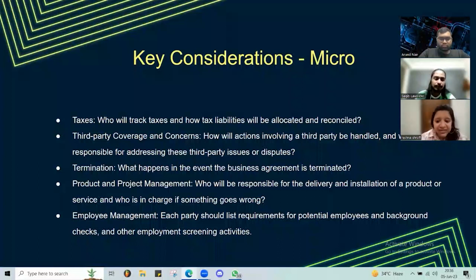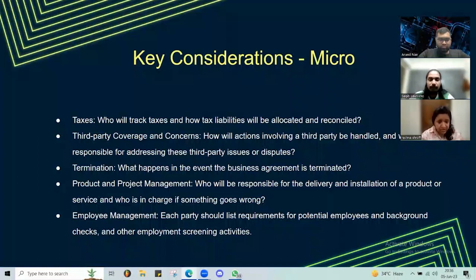Third party coverage and concerns: how will action involving a third party be handled? Who will be responsible for addressing the third party issues? Termination, product and project management, employee management. I don't think so, these can be micro. They are actually major clauses.